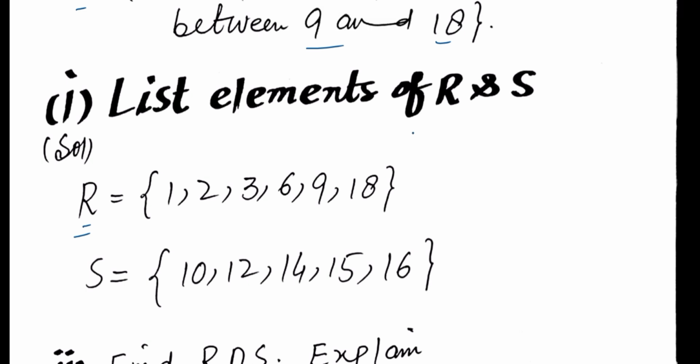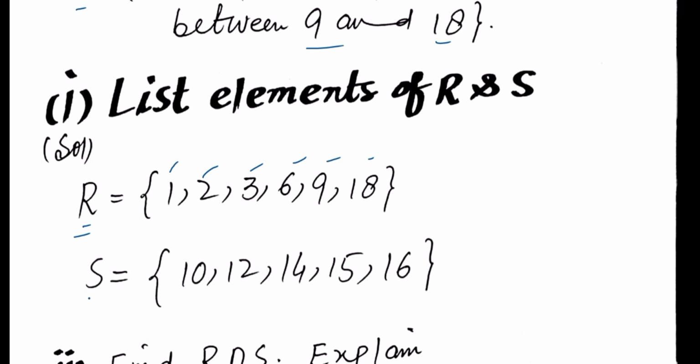Factor of 18 means all those integers that divide 18. So the first integer that divides every other integer is 1. 18 is also divisible by 2, 3, 6, 9 and 18. So these are the elements of set R.